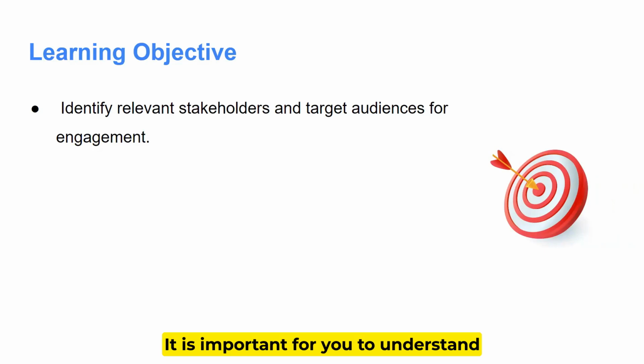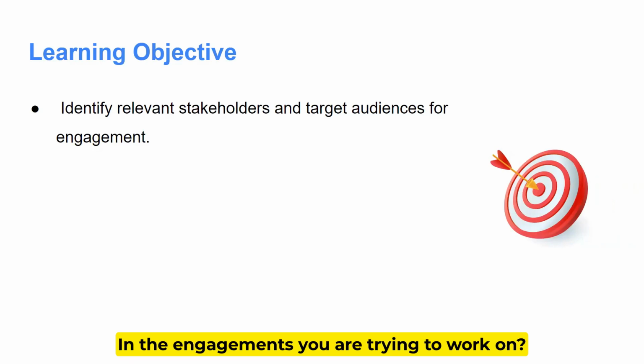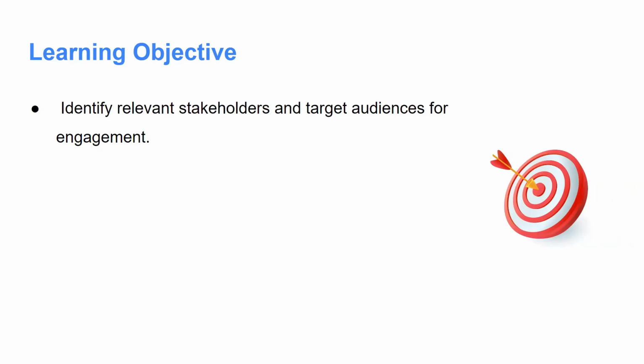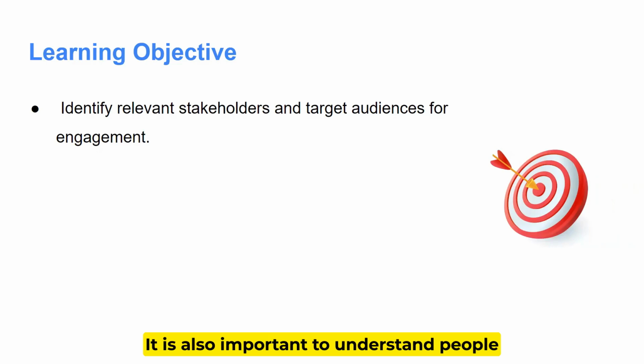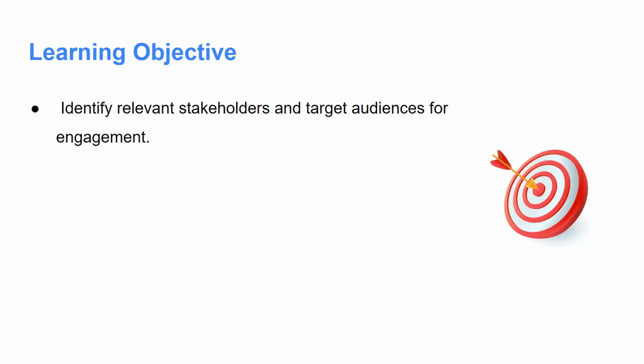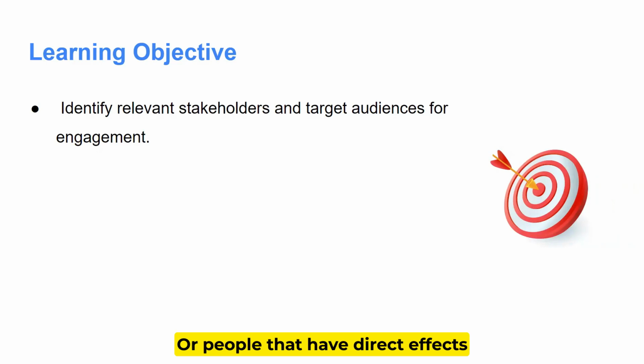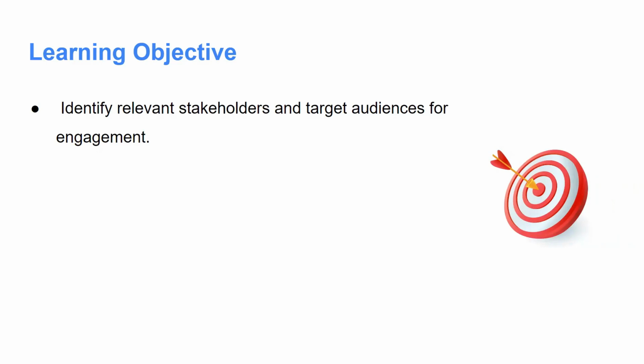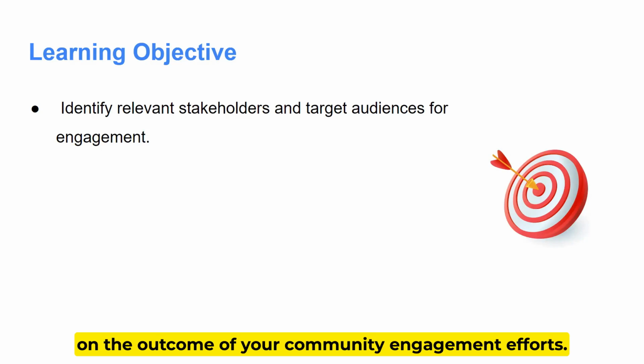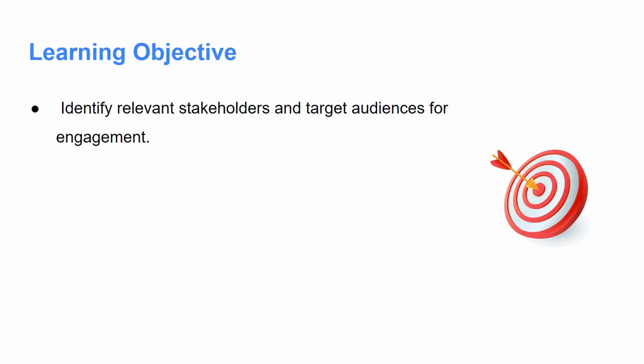It is important for you to understand who are the people that have interest in the engagement you are trying to work on. It is also important to understand people that will benefit directly from this community engagement effort, or people that have direct effects on the outcome of your community engagement effort.